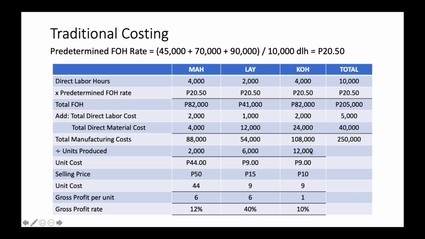So using traditional costing, it seems like product Ko has the least GP rate, and in terms of amount, it has the least GP per unit, or gross profit per unit. And in terms of amount, Ma and Lai seem to contribute the same amount, although in terms of percentage, Lai seems to contribute the highest percentage, which is 40%.